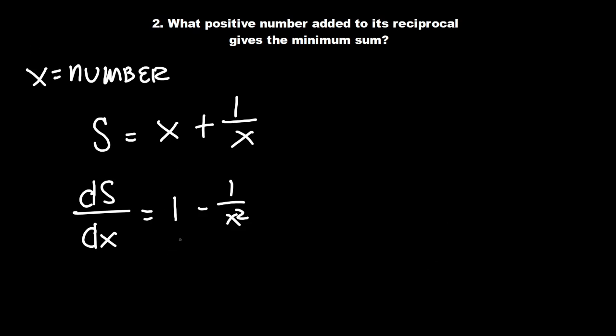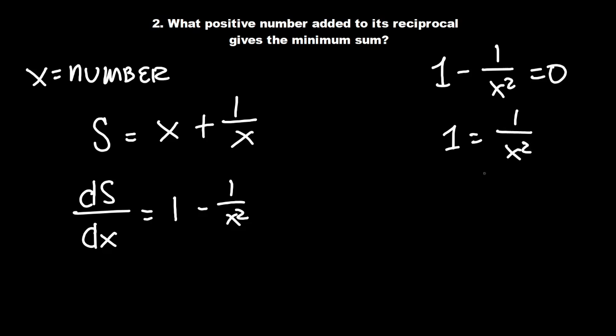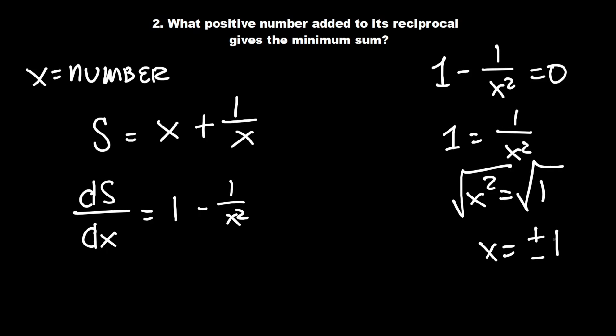Now that we have this, we can equate this to 0, and isolate x. So x squared right here would be equal to 1. And taking the square root on both sides, x here would be equal to plus or minus 1. But in our problem, it is stated here that what positive number. So this would be just simply equal to positive 1.